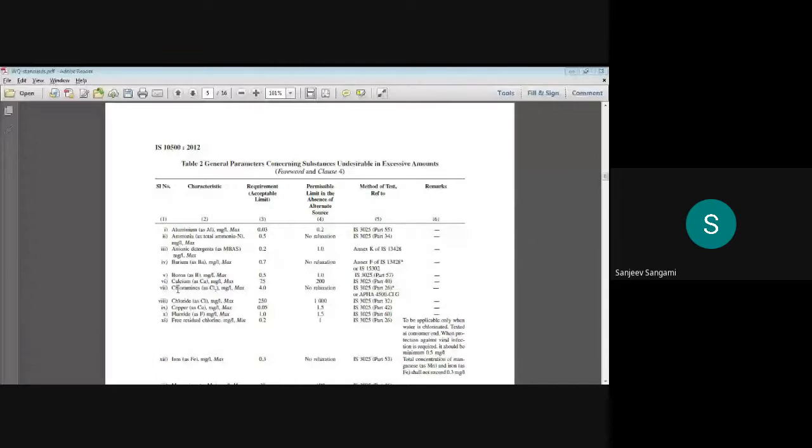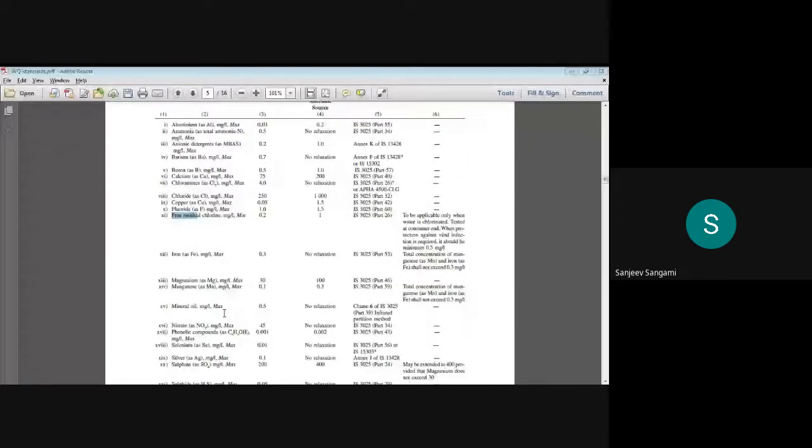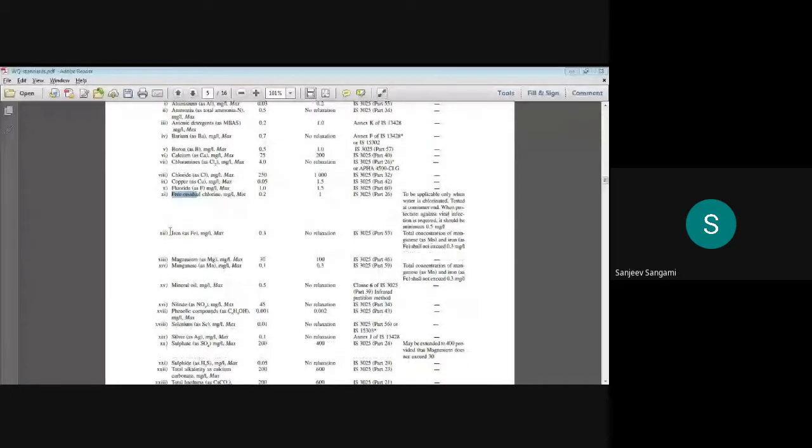The boron is also very important. Then barium, then calcium, then chloramines, that is chlorine, then chlorides as Cl, then copper, fluoride, free residual chlorine. We'll discuss all these things in detail, but at present we'll discuss which things are there in this code. These water quality parameters are all important, and everything has to be maintained in a standard format. Okay, then IR is very important.